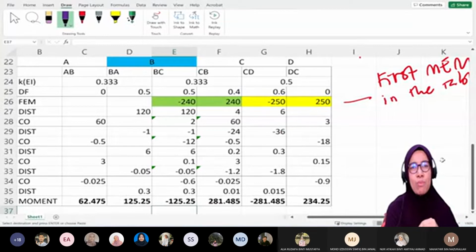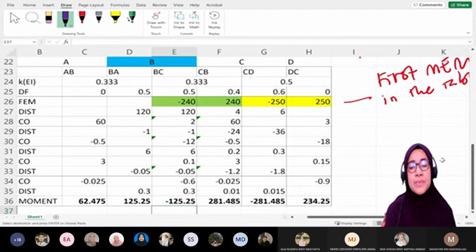So bila kita buat moment distribution method, the output which we get from moment distribution method is actually the internal moment. So internal moment belum complete. So dia ada vertical force. Okay, or vertical reaction at support. So kalau soalan tu minta untuk draw shear force diagram, kena kira dululah vertical force tu.